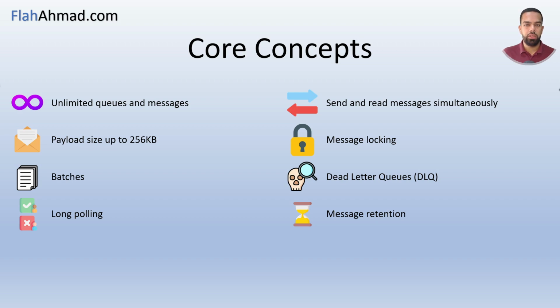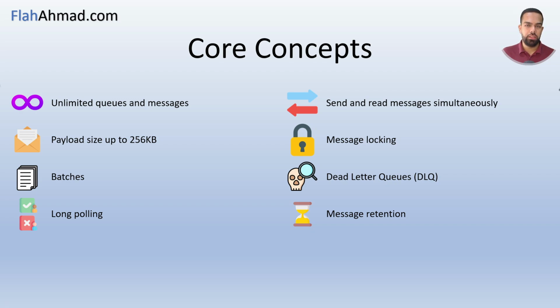Here I've listed the most important features and things to know about SQS. You can have an unlimited number, yes, you heard right, unlimited number of queues and messages in those queues. It's not me saying this, but the official AWS documentation. What this really means is that there are no boundaries or architectural limitations that would limit the number of queues or messages. SQS supports payloads of up to 256 kilobytes.